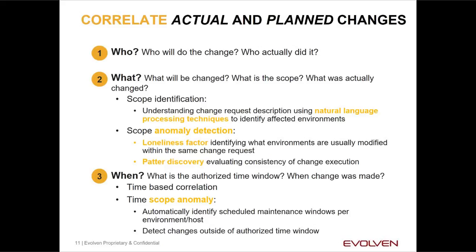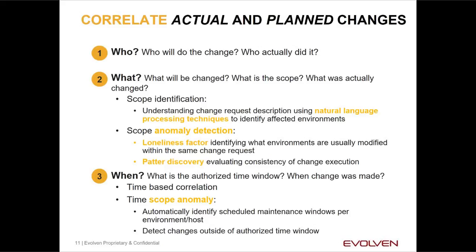We want you to be able to put the authorized time windows in. When was the change made? That is a little bit more accurate within our RFC processes. But still, with Evolving, we will be able to automatically identify maintenance windows per environment because we're learning the entire time. Based off of that, we can detect the change, whether it was a manual input or something that Evolving figured out on its own.